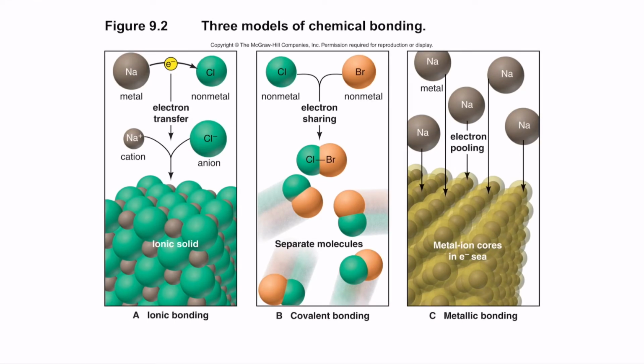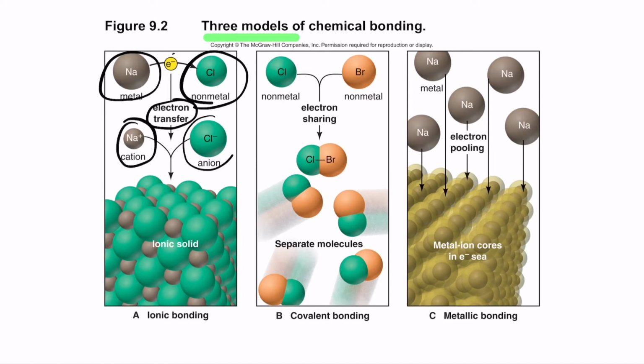Now, there are three models that we talked about. The first one is where a metal reacts with a non-metal, which forms ionic bonding. Here, the metal donates its electrons to the non-metal, causing electron transfer, and the donated metal ion becomes positively charged, a cation, and the non-metal becomes negatively charged, which becomes the anion. So this results in the formation of an ionic solid because of the interactions between the cation and anion.